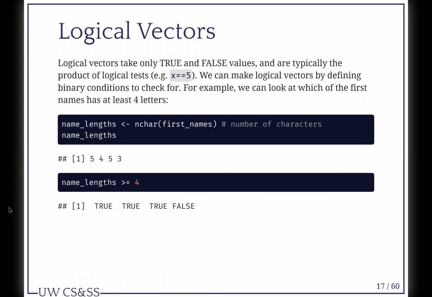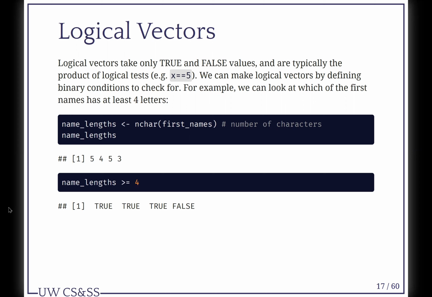Logical vectors take only TRUE and FALSE values and are typically the product of logical tests. So stuff like x equals 5. We can make logical vectors by defining binary conditions to check for. For example, we can look at which of the first names has at least 4 letters. So we'll make an object called name_lengths, assign it the function nchar, which is just counting the number of characters in first names.